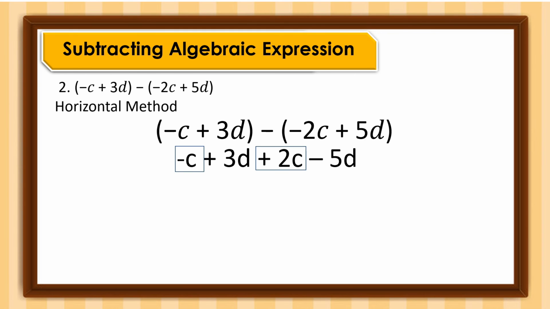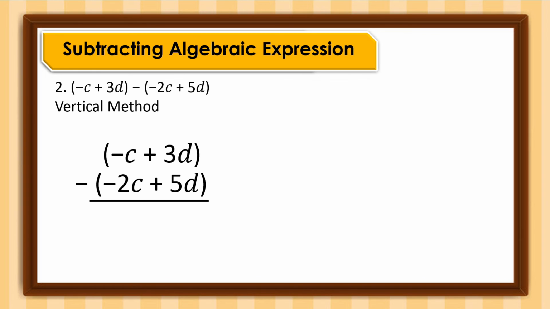Negative c and positive 2c, that is a like term. 3d and negative 5d, also like terms. So combine them. Negative c plus 2c, that is c. Positive 3d minus 5d, that is negative 2d. Therefore, the answer is c minus 2d.